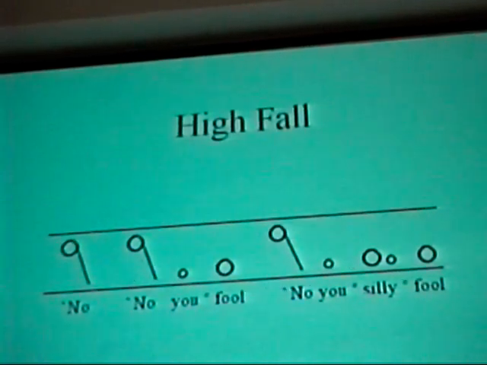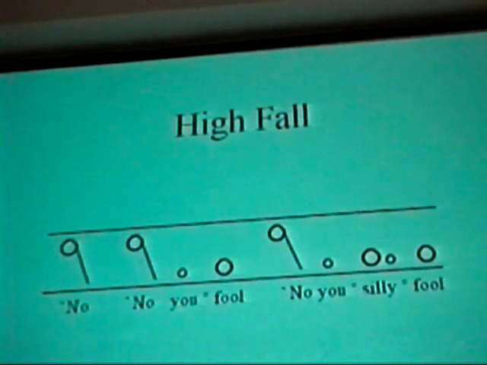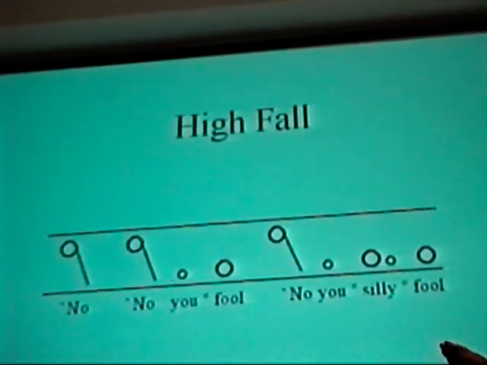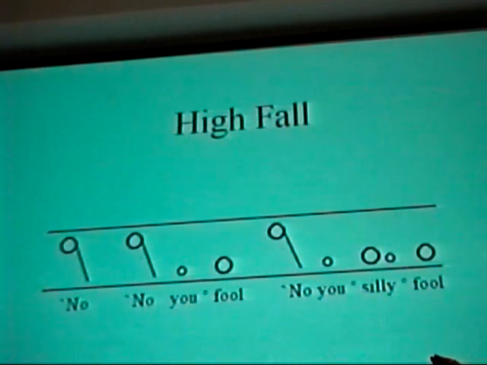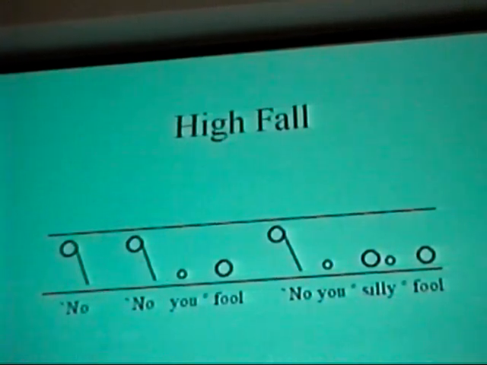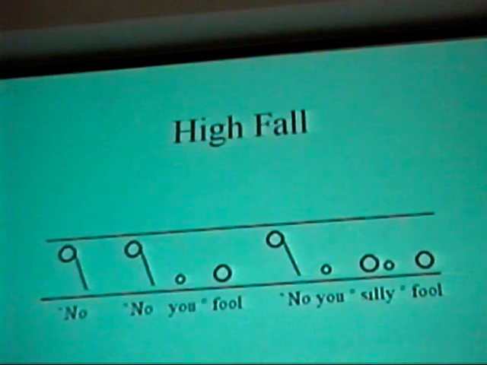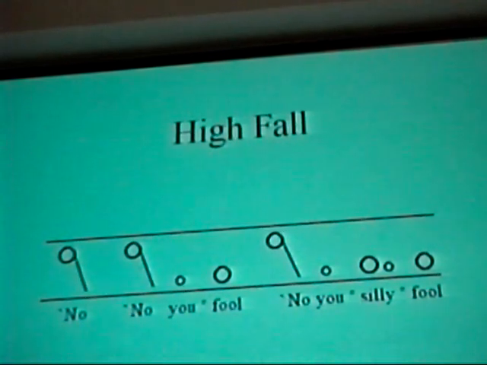Don't go around saying these utterances to people, please. You're in trouble. Okay, so listen again. No. No, you fool. No, you silly fool. Okay, so that's one of the falling nuclear tones that I use in my variety of English, and most varieties of English have that sort of nuclear tone.